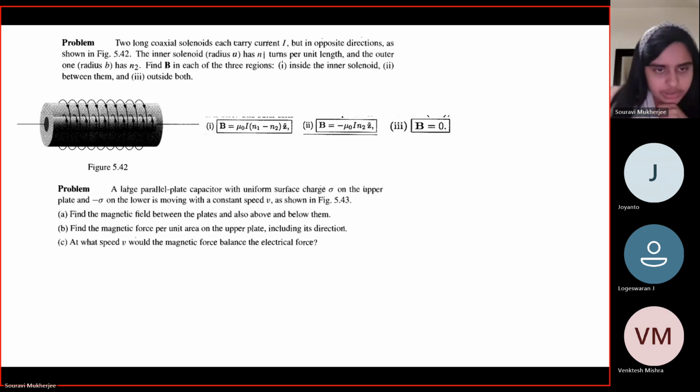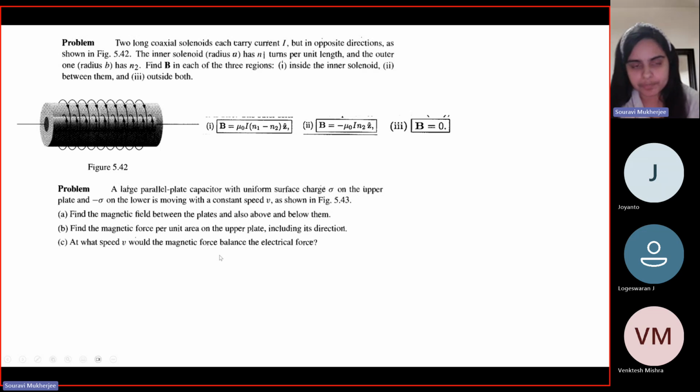Okay. Now let us look at another question. Here it says that a large parallel plate capacitor with uniform surface charge sigma on the upper plate and minus sigma on the lower is moving at a constant velocity. Find the magnetic field between the plates and also above and below. And find the magnetic force per unit area, and see what the velocity v is where the magnetic force balances the electric force.